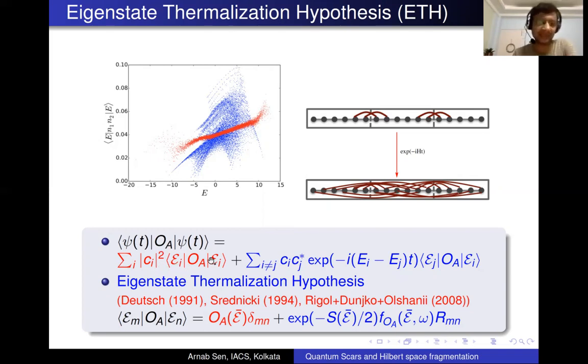Okay? So there are two parts to this thing. There is one piece here, which does not depend on time in any explicit manner, and there is another piece here, which has all kinds of temporal factors. So what ETH says is, ETH makes statements about both these diagonal elements in the energy basis, as well as these off-diagonal elements in the energy basis. These off-diagonal elements have a lot of information about how the system eventually relaxes under unitary dynamics to a seemingly thermal ensemble, okay?